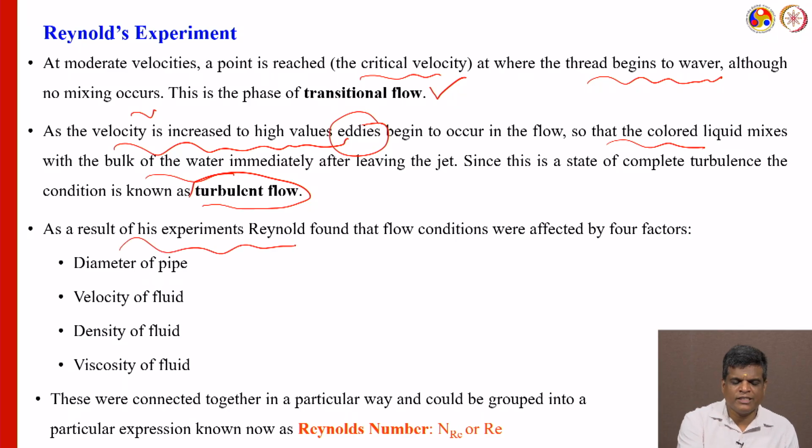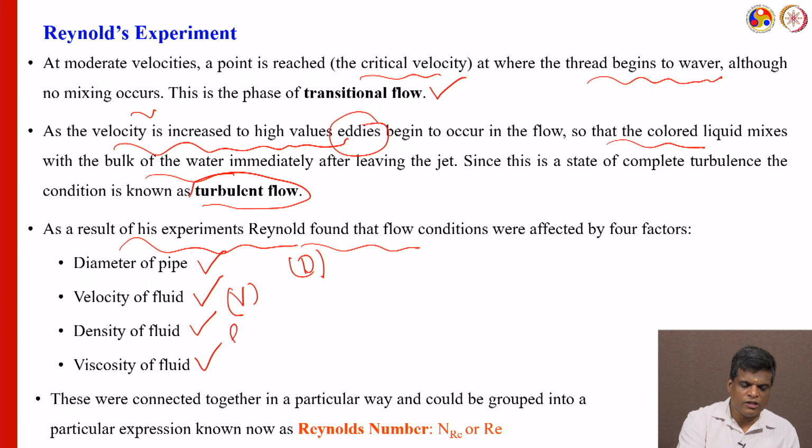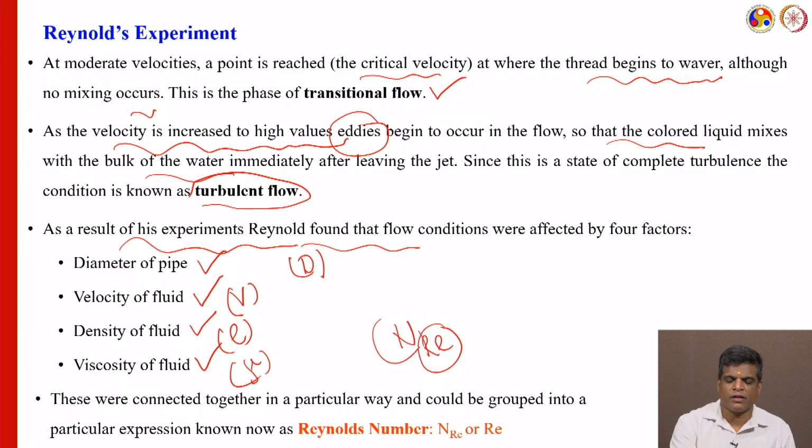So, what is the result of these experiments? Reynolds found the conditions here: one is the diameter of the pipe, then the velocity, then the density of the fluid, then the viscosity. So, the main players here are D, V is the velocity, density is rho, and viscosity we call mu. We always write this as NRe. NRe is the Reynolds number. So, the Reynolds number is a function of only the pipe diameter, velocity, density, and viscosity of the fluid.